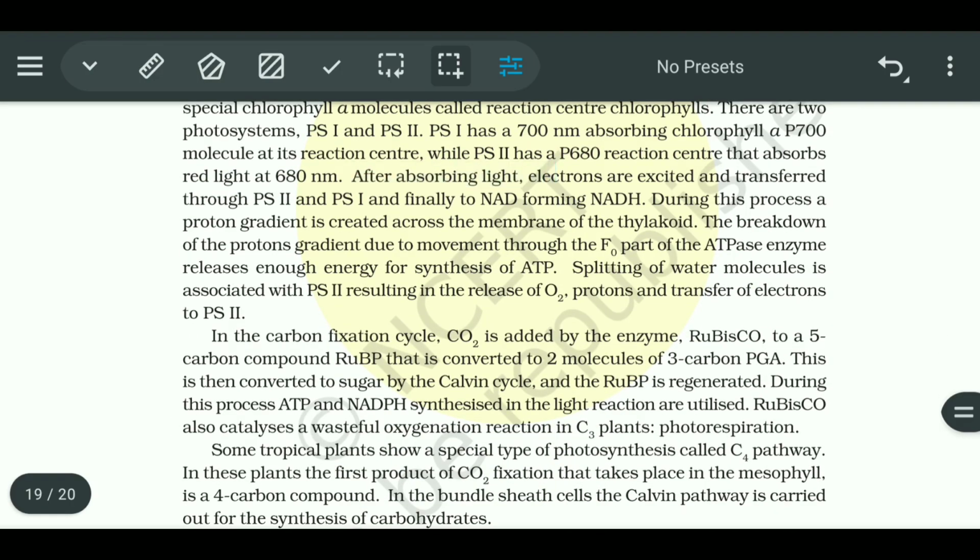After absorbing light, electrons are excited and transferred through photosystem 2 and photosystem 1 and finally to NADP, forming NADPH. During this process, a proton gradient is created across the membrane of the thylakoid. The breakdown of the proton gradient due to movement through the F0 particle of the ATPase enzyme releases enough energy for synthesis of ATP. Splitting of water molecules is associated with PS2, resulting in the release of oxygen, protons and transfer of electrons to PS2.